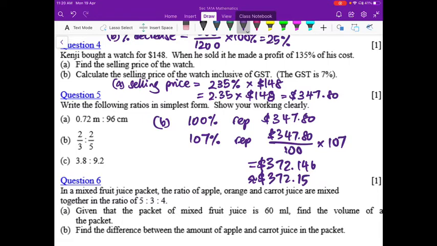Oh wait. I didn't put a percent over here, so it's okay. But if you want to put a percent on one side, then you must put it on the other side as well, because they kind of cancel each other off. Any questions?